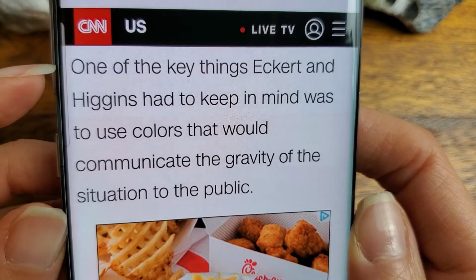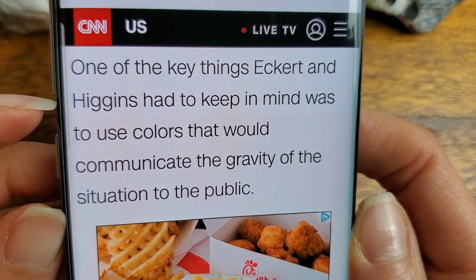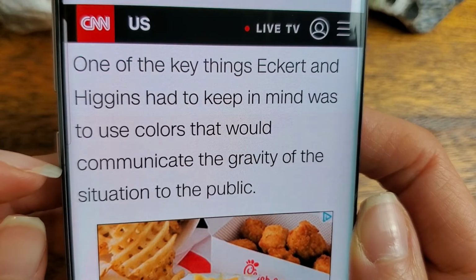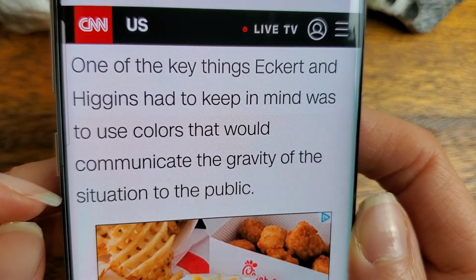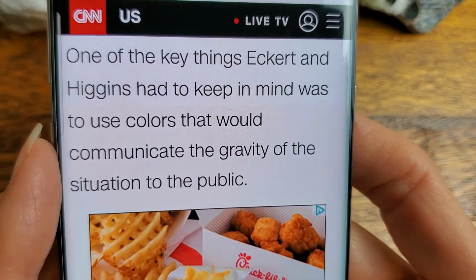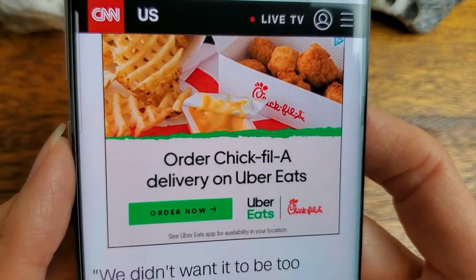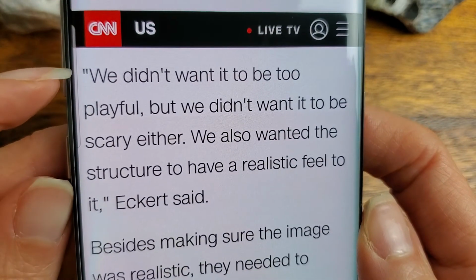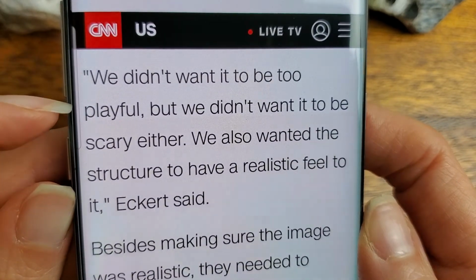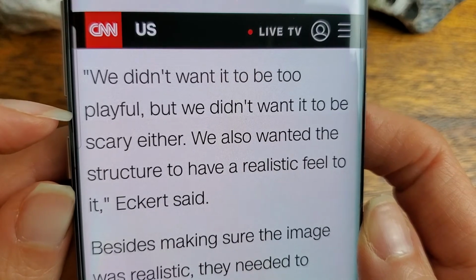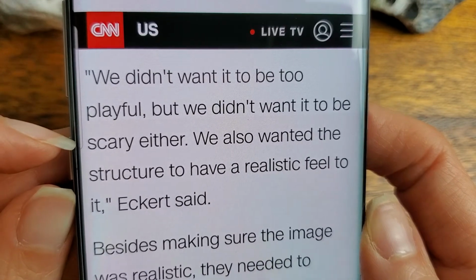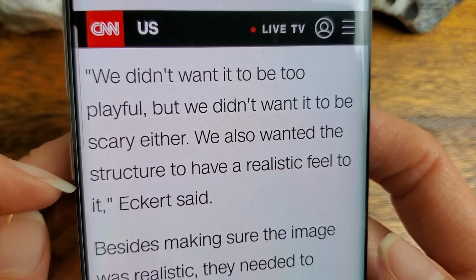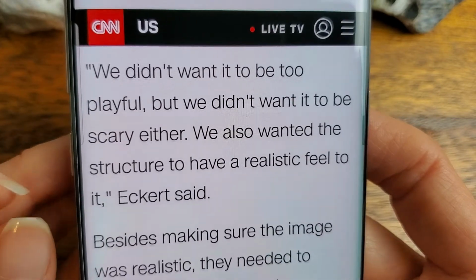One of the key things Ecker and Higgins had to keep in mind was to use colors that would communicate the gravity of the situation to the public. We didn't want it to be too playful, but we didn't want it to be scary either. We also wanted the structure to have a realistic feel to it, Ecker said.